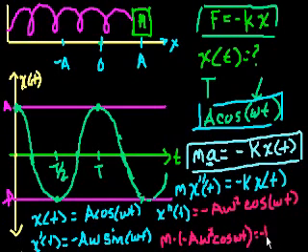minus k times my original function, x of t, and x of t is a cosine wt. So a cosine, I'm running out of space, wt. Hopefully you understand what I'm saying. I just substituted x double prime, the second derivative, into this, and I just substituted x of t, which I guessed as that, in here. And now I got this.